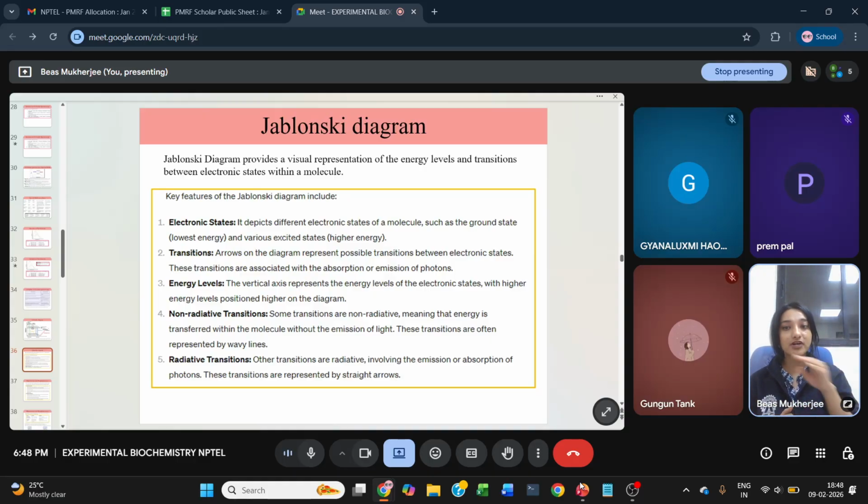So energy level, the vertical axis represents the energy level of the electronic states. The higher energy levels are positioned higher on the diagram. Okay, so the energy axis goes this way. The y-axis is your energy axis.